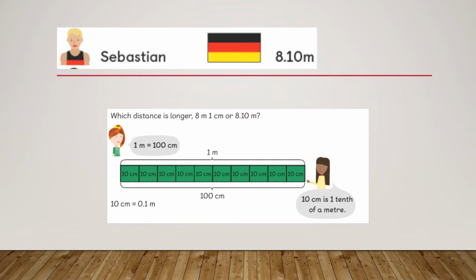So first then, let's have a look at Sebastian. If you've worked this out on your own, brilliant. If you could not, do not worry, we're about to go through it. So Sebastian jumped 8.1 meters, 8.10 meters. Now again, our key rule that we've looked at a lot during this module of work is 1 meter is equal to 100 centimeters. That's a key thing. Remember, my tip is always to write these down.